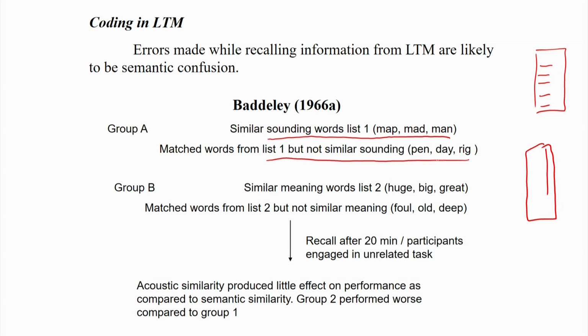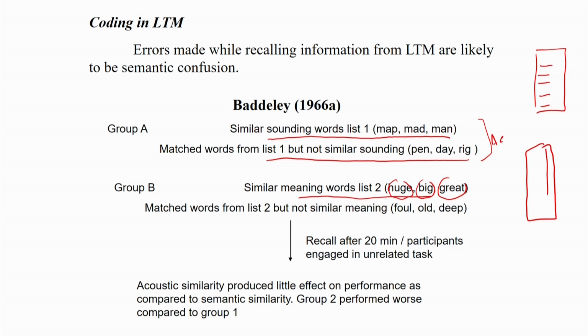And in the other list you had words from the same presentation list, but these words were not similar sounding. So you have things like pen, daring, because they don't sound similar, and this was to create acoustic confusion. And in group B, people were given same meaning words. So you see here you have the huge word, the big word and the great word, all of them have the same meaning. So it's like a synonym.